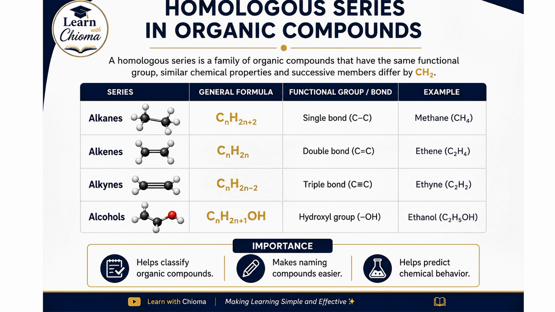Let's look at some common homologous series. Alkanes contain only single bonds and end with -ane. Alkenes contain a double bond and end with -ene. Alkynes contain a triple bond and end with -yne. Alcohols contain the OH group and end with -ol. Aldehydes end with -al. Ketones end with -one. Carboxylic acids end with -oic acid. Memorizing these families will make it much easier to identify and name organic compounds.